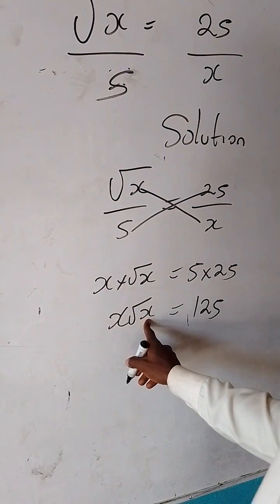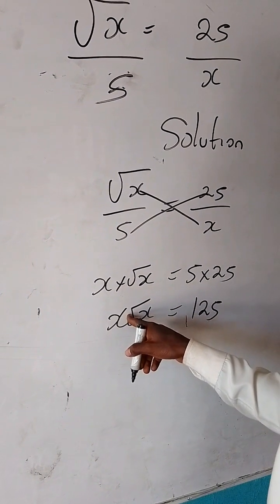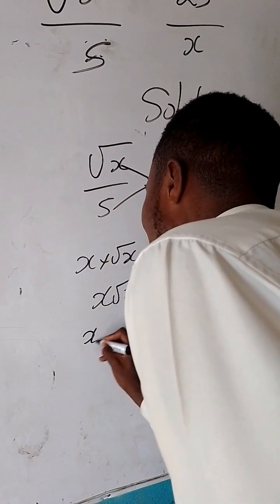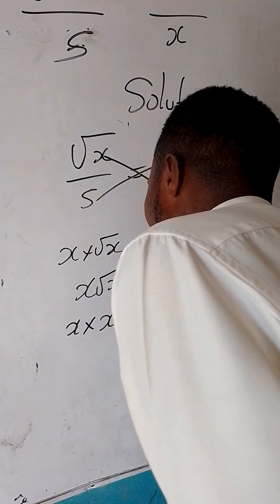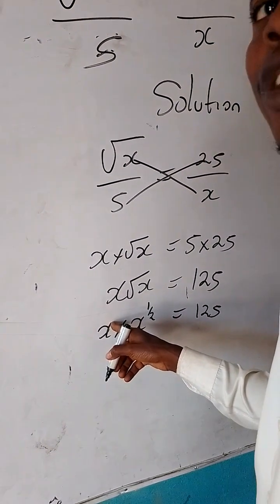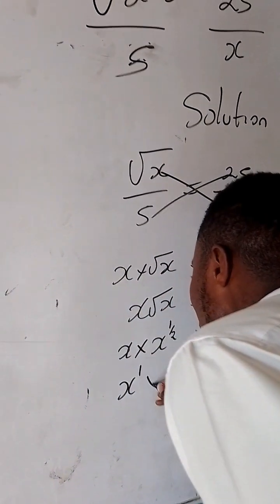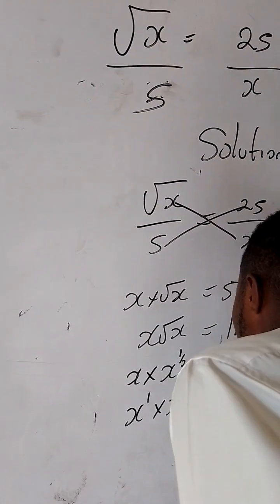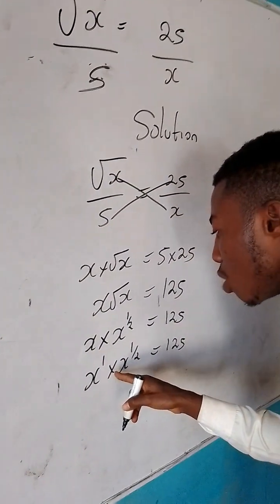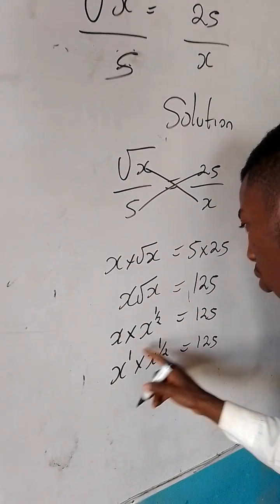So now remember that square root means raised to power half. It's the same thing as raised to power half. So now we say x times x raised to power half is equal to 125. Now remember, in the rule of indices, every number is raised to power 1. So we have x raised to power 1 times x raised to power half equals 125. The rule of indices, rule number 1, the rule of multiplication, says that if you have two terms that have the same base, you should add the powers. So we are going to add this.